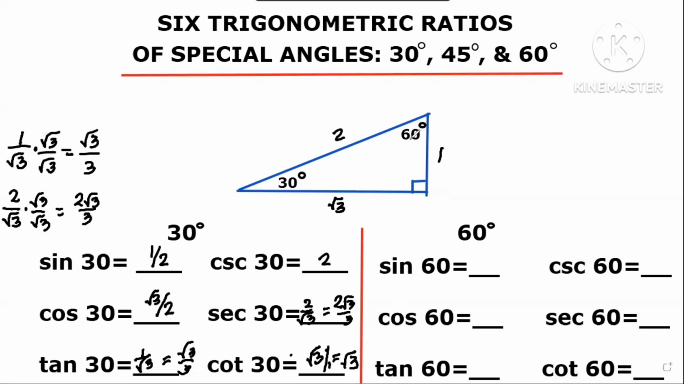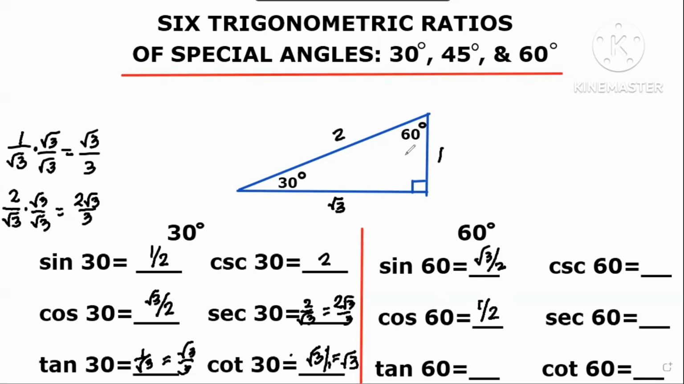With respect to the 60-degree angle, our opposite side this time is square root of 3 kasi yun po ang katapat niya. And the adjacent side is 1 kasi yun yung katabi niya, adjacent, no? So sine 60 is opposite over hypotenuse. So that is equal to square root of 3 over 2. Diba? Now, for cosine 60 is adjacent over hypotenuse. So adjacent side is 1, hypotenuse is 2. So that is equal to 1/2.